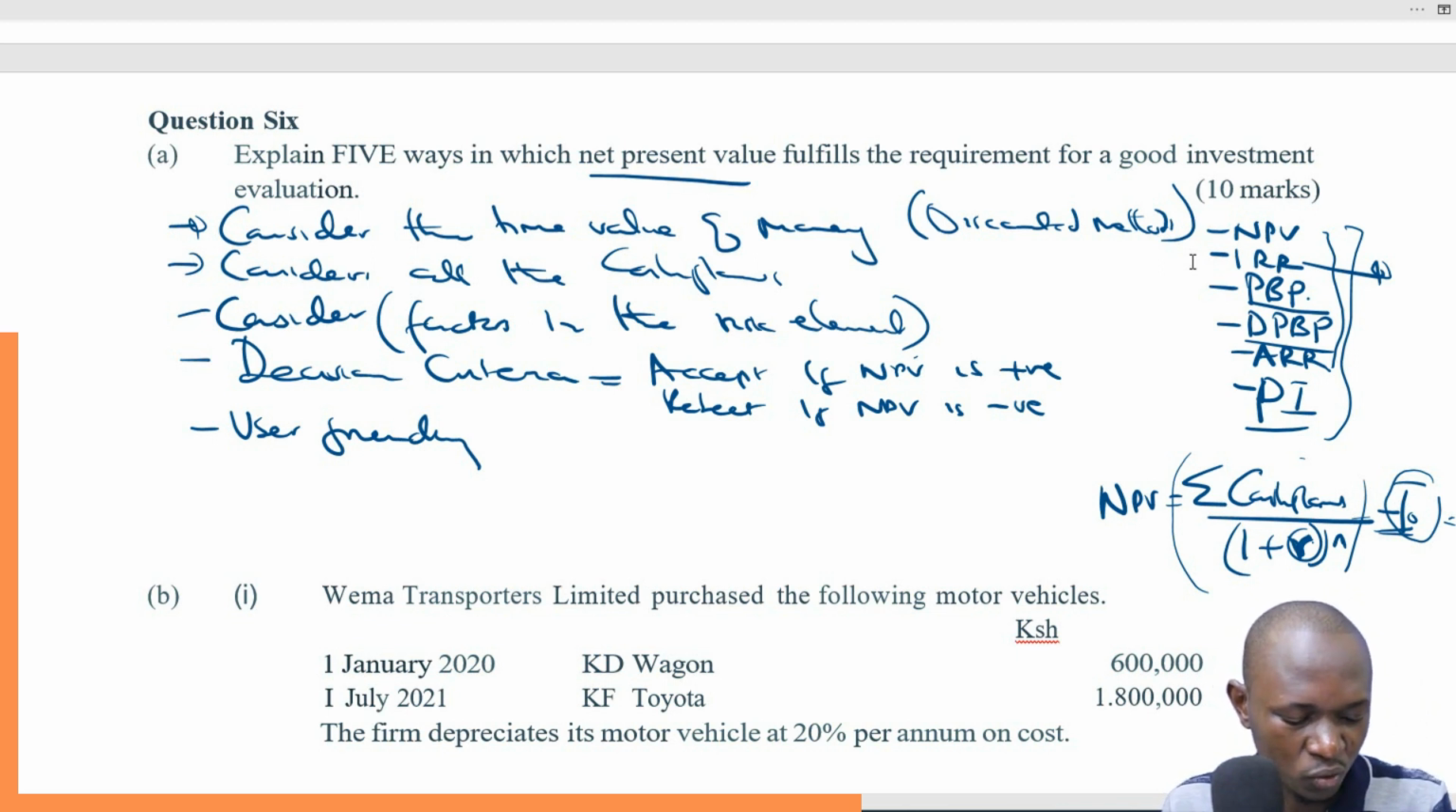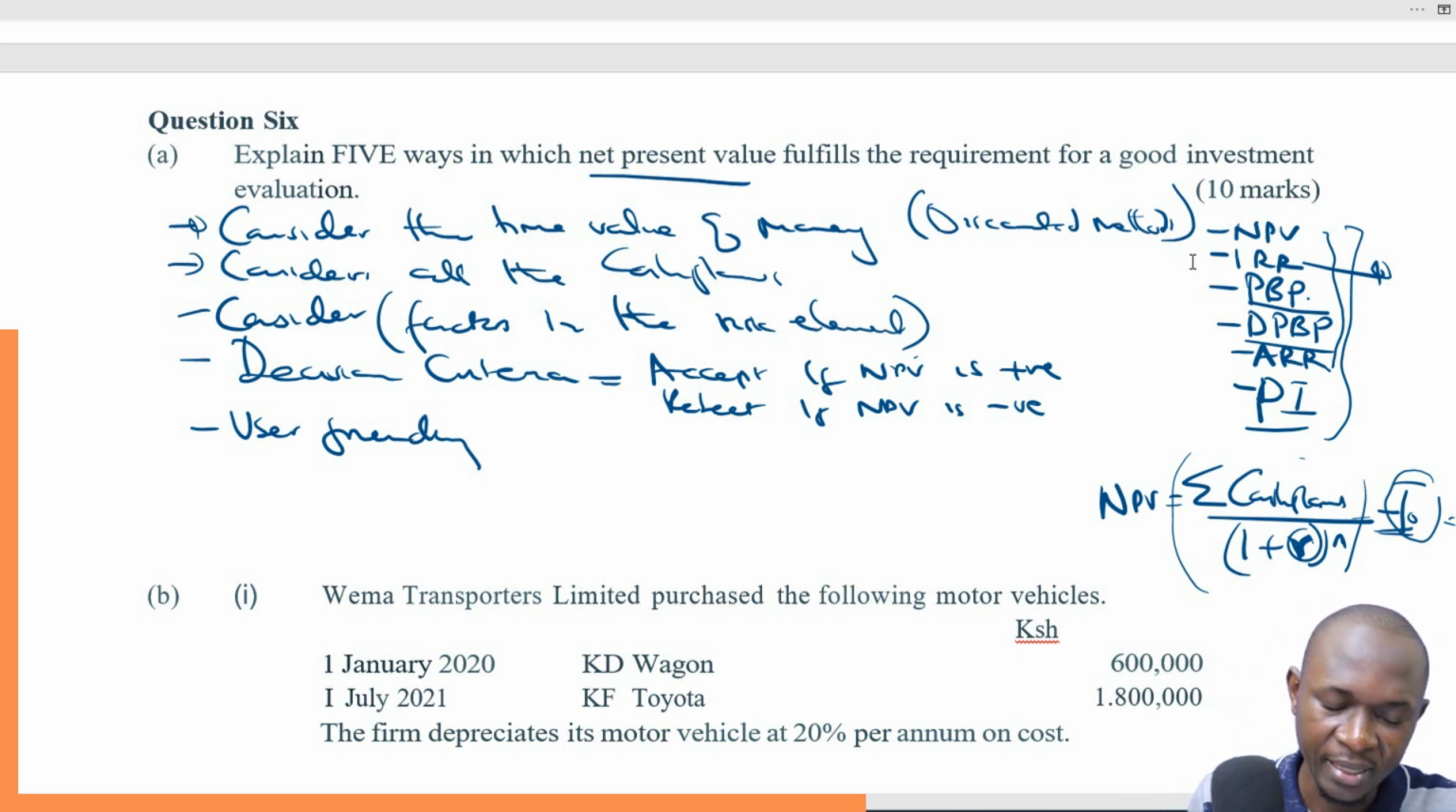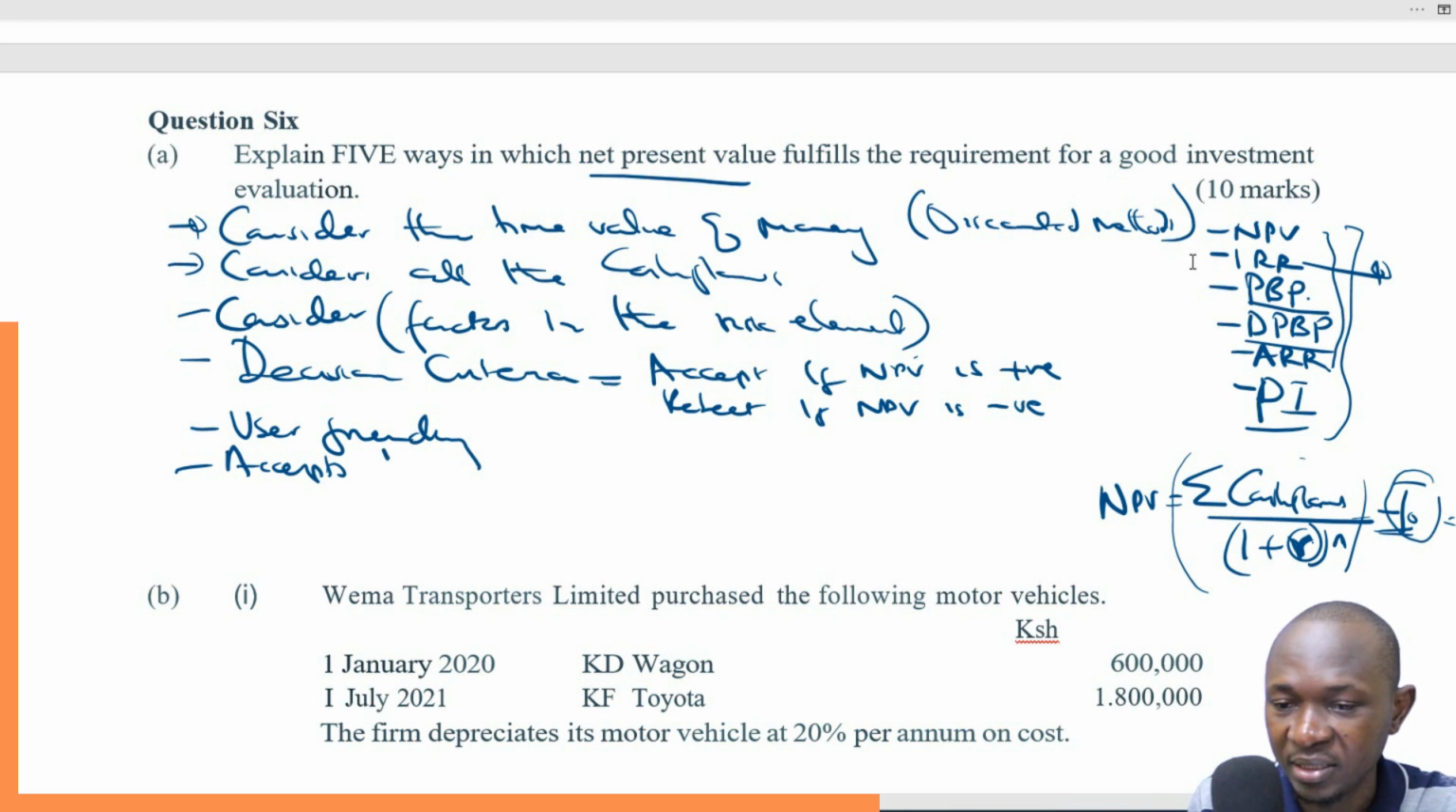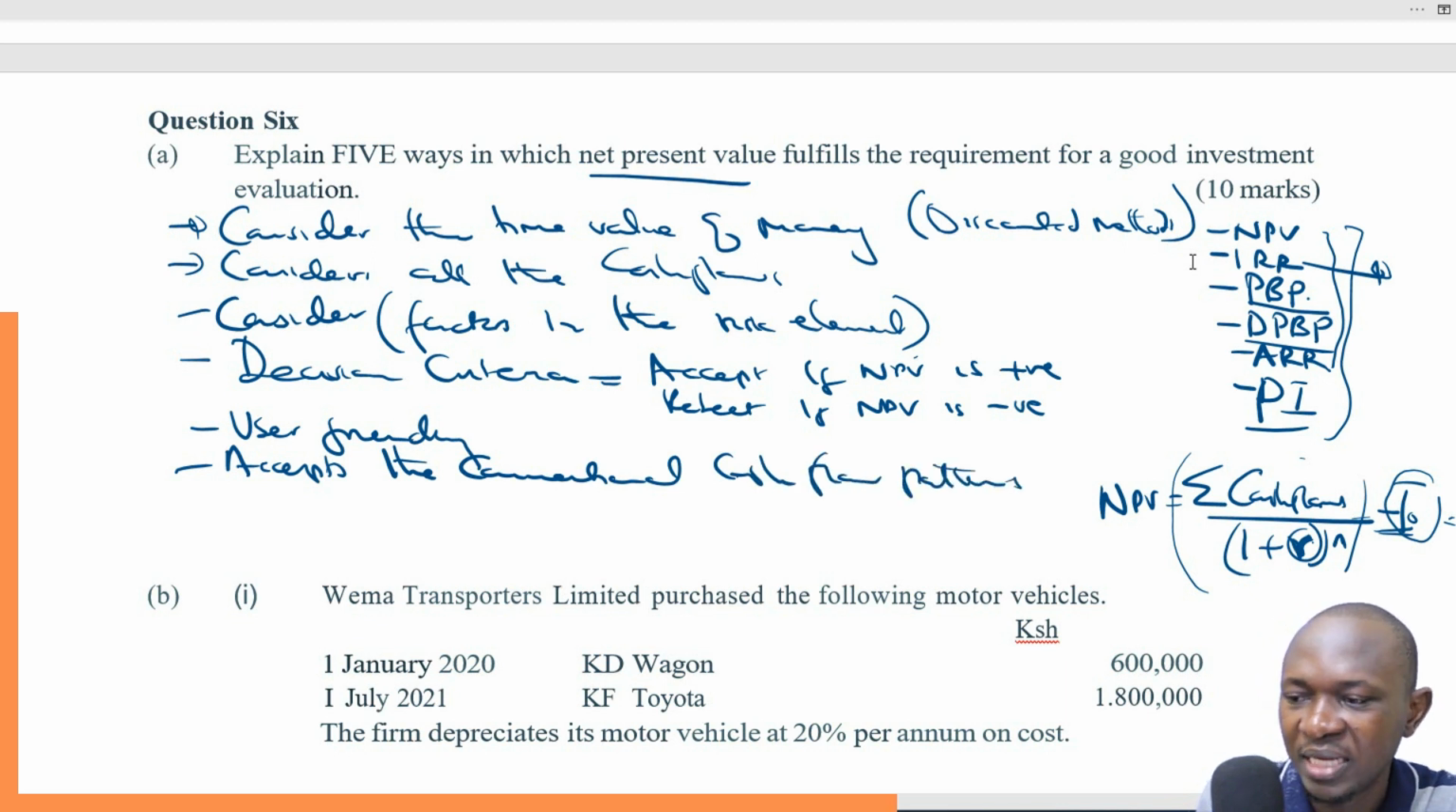Then it accepts the conventional cash flow patterns. It gets the cash flows as they are. So that comes in also as an advantage.